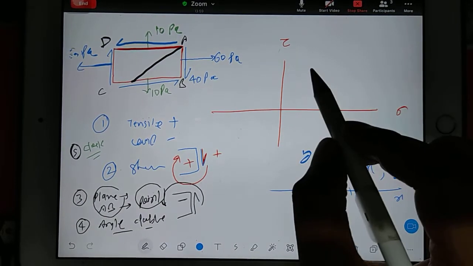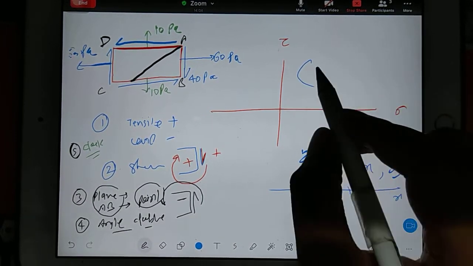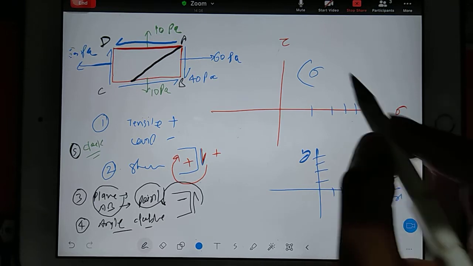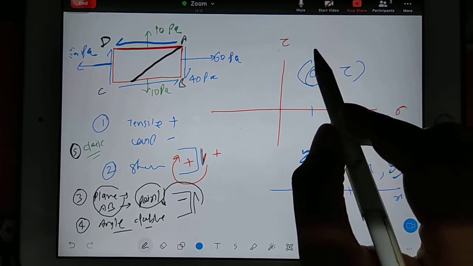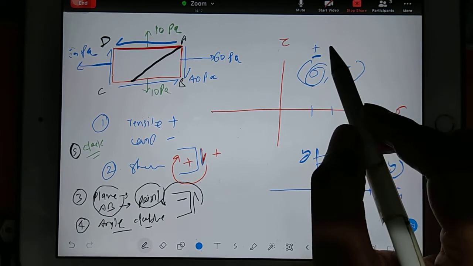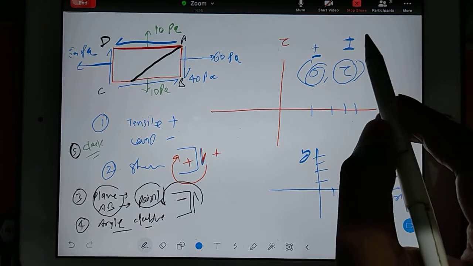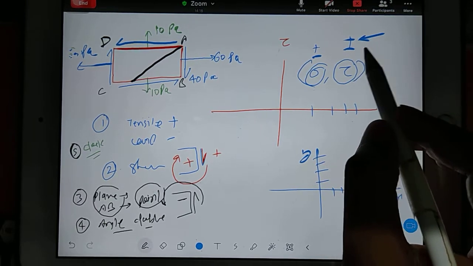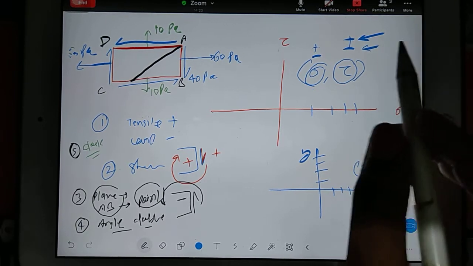In the same way, when you are putting the coordinate for any plane, first you will put the sigma value because it is lying on the x-axis, and then you will put the tau value. Okay, in case of sigma, the answer will be positive or negative depending on tensile or compressive. In case of tau, the answer will be positive or negative depending on clockwise shear or anti-clockwise shear.